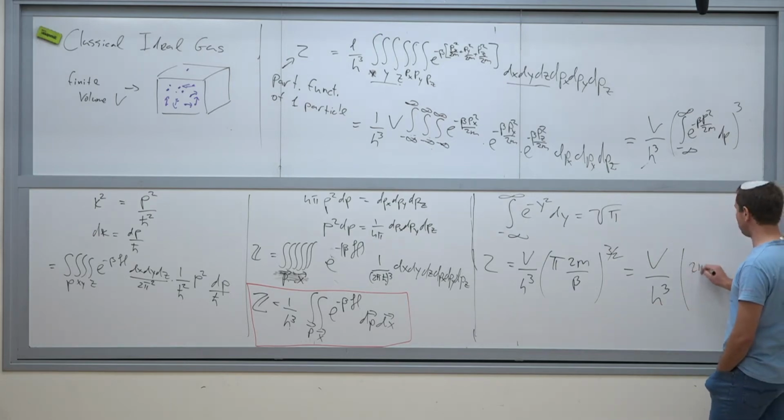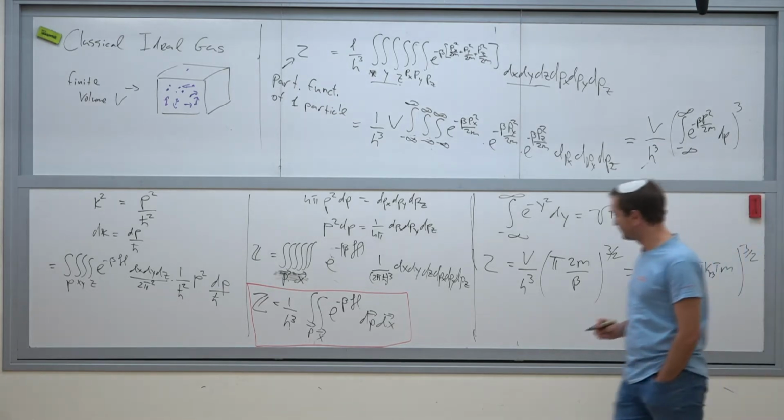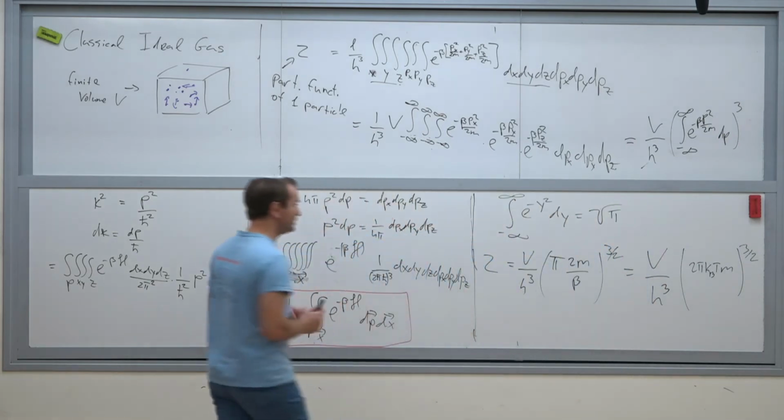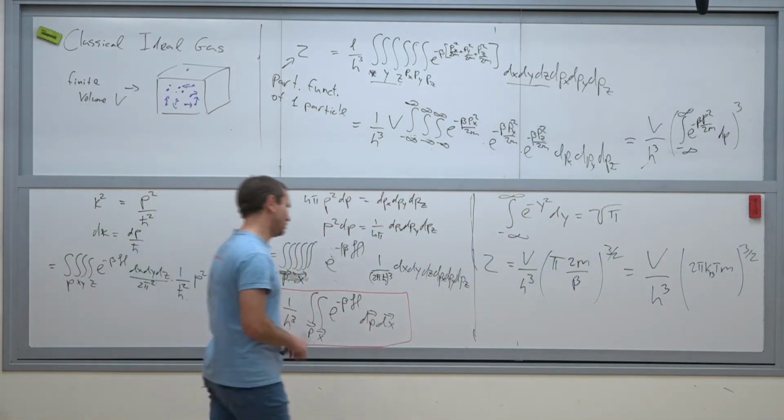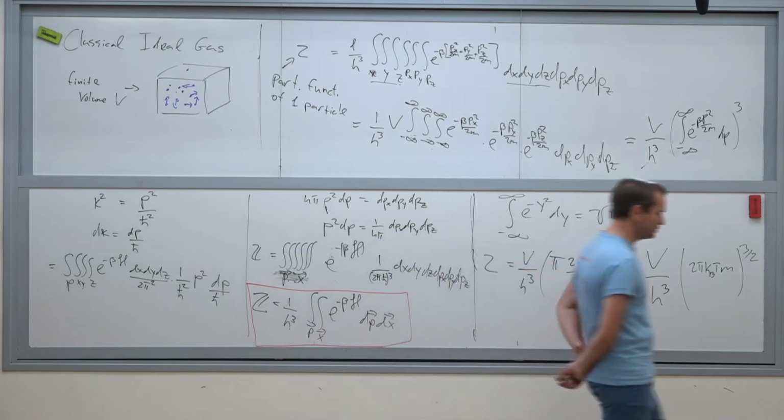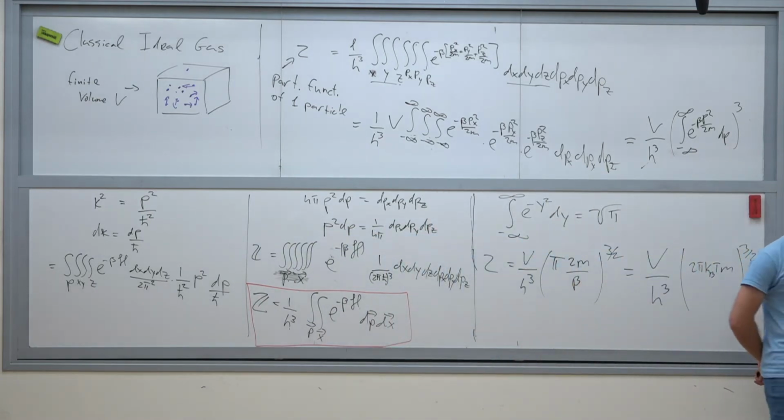This is (2πk_B T m)^{3/2}. This is the partition function of one single particle. Okay, great.